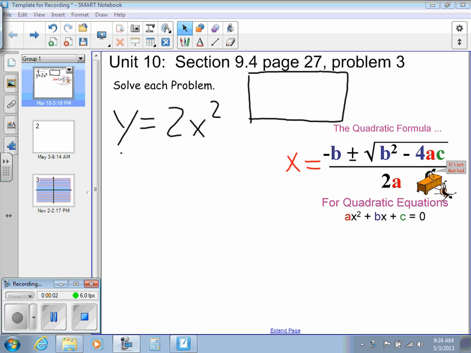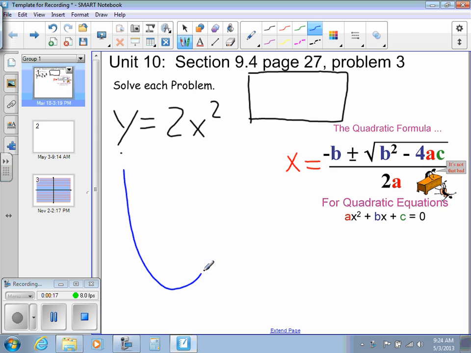When we have an equation where the variable is squared, the shape that we get when we graph it is known as a parabola. It's sort of U-shaped like this. And one of its properties is that it's symmetrical around a line that goes down through its center.